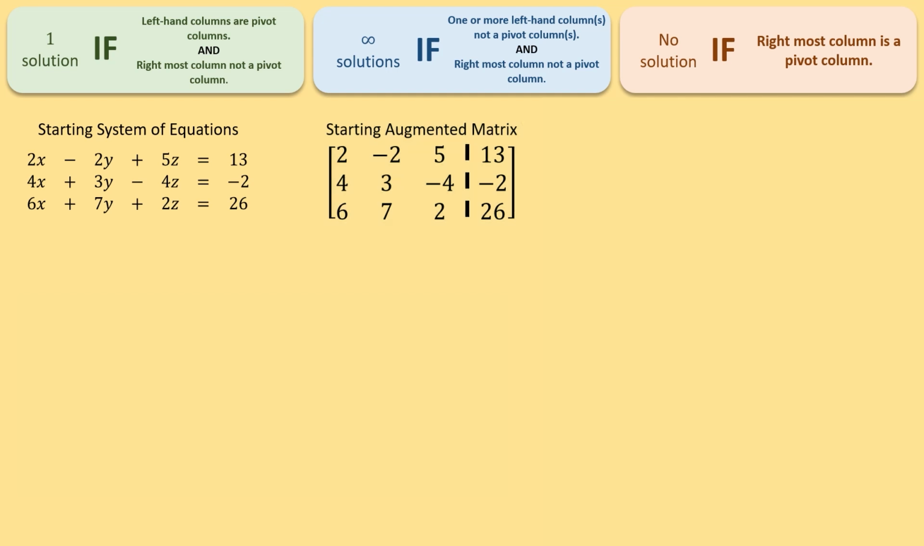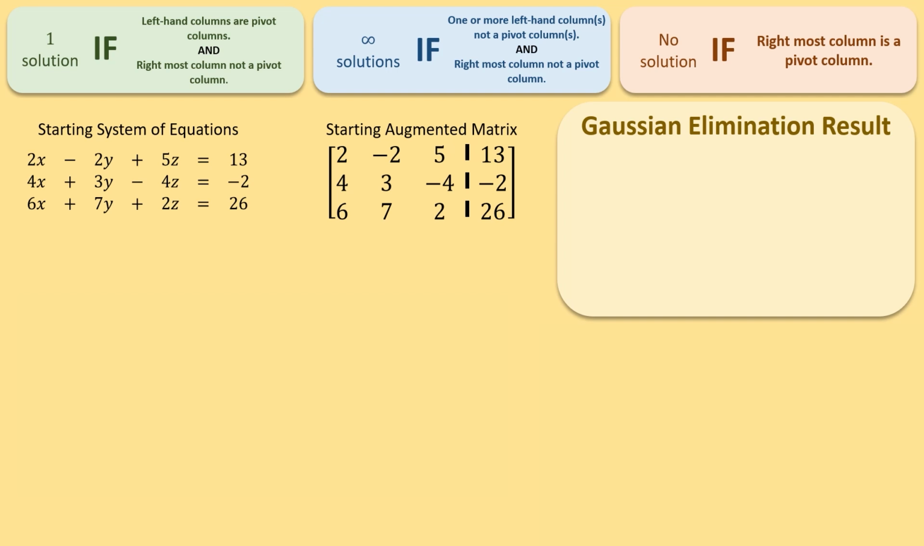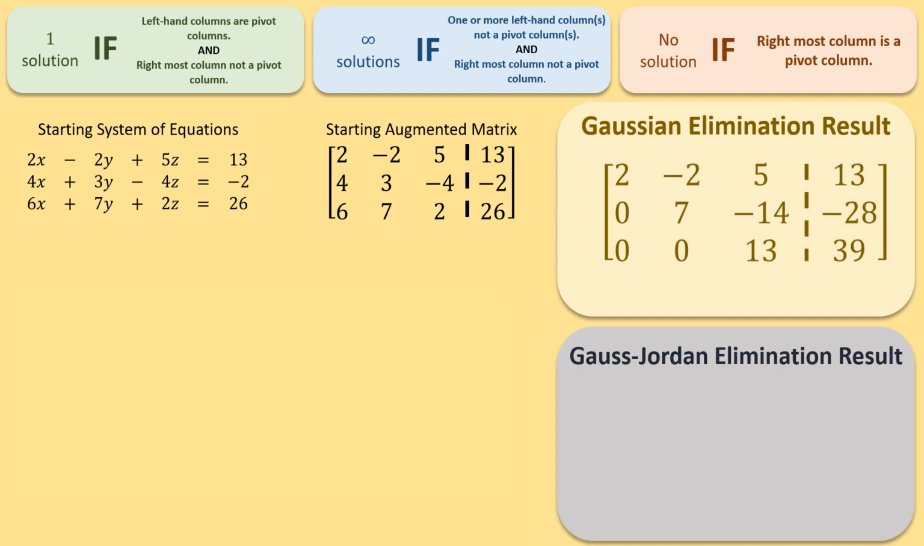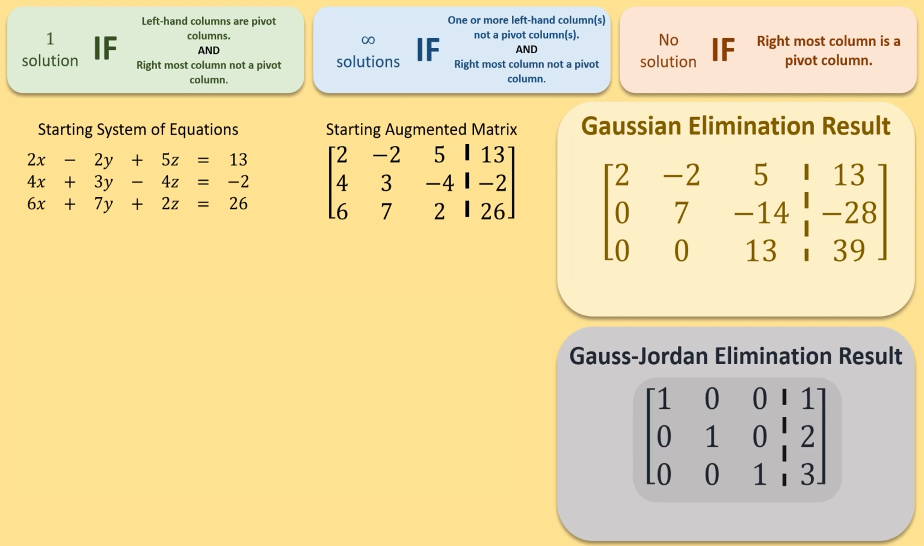To find all the solutions of this system of equations, we can perform Gaussian elimination, which would give us this result, or we could do Gauss-Jordan elimination, which would give us this result. For each one of our scenarios, everything was based on pivot columns, so let's find the first non-zero number within each row from left to right. It looks like for both results we have three pivots. There is no pivot in this rightmost column.